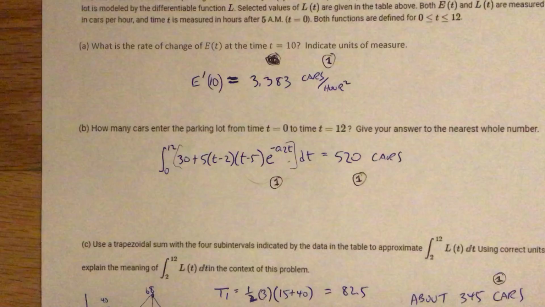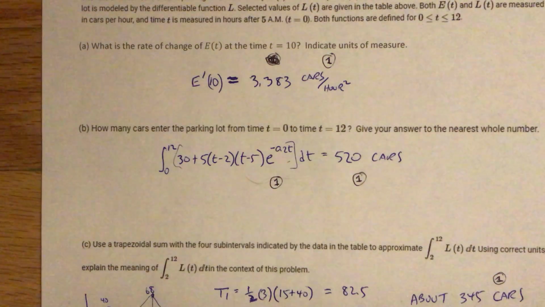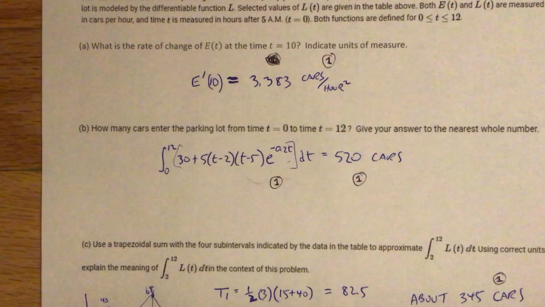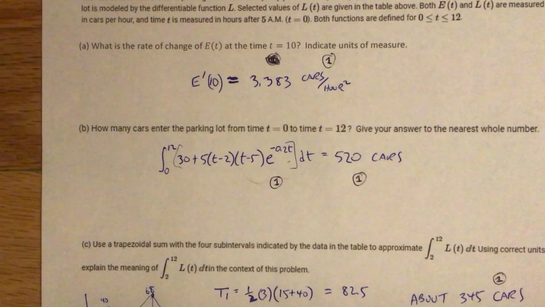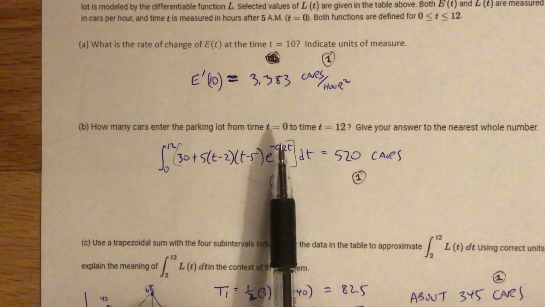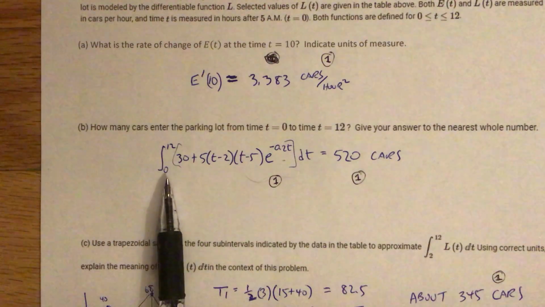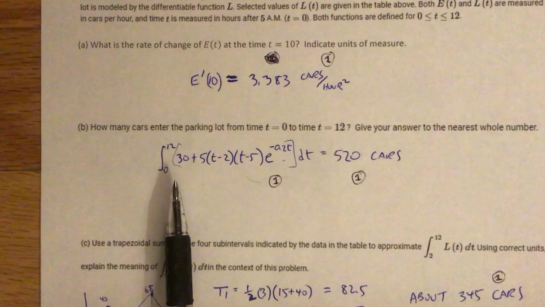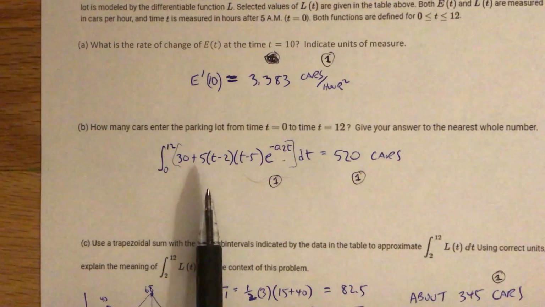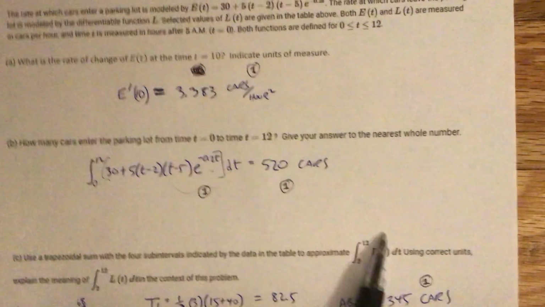Part B wants to know, how many cars actually entered the lot? Now remember, they gave you the rate of change of cars entering. They didn't give you the actual accumulation function, how many cars there are at any given time. But we can use an integral to get this. They want to know how many cars entered the parking lot from 0 to 12. Basically, I want to take that entering function and integrate it. It will accumulate how many cars are in there. It also says to give the answer to the nearest whole number.